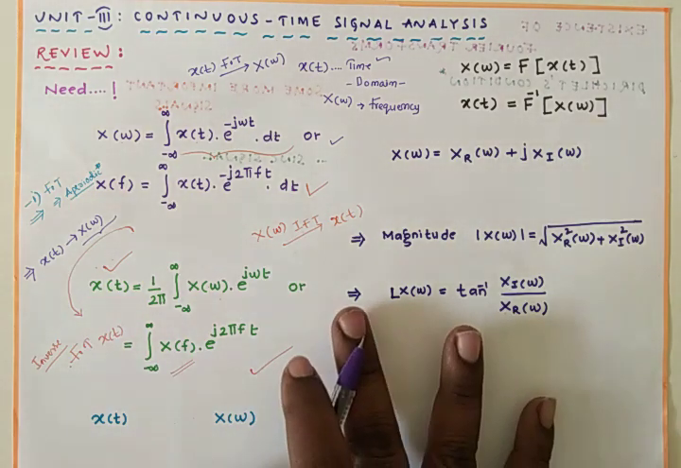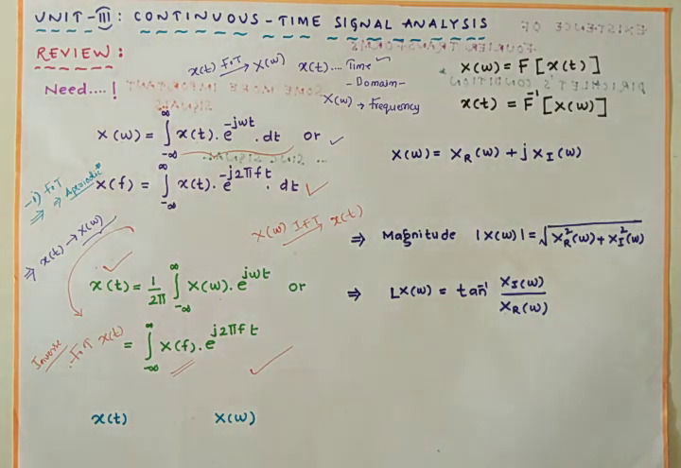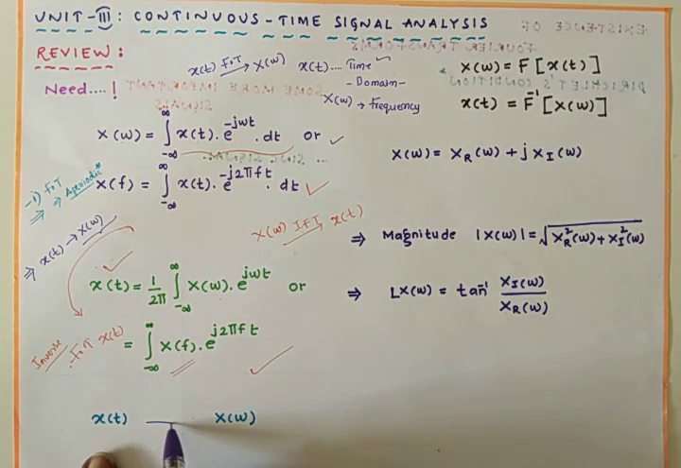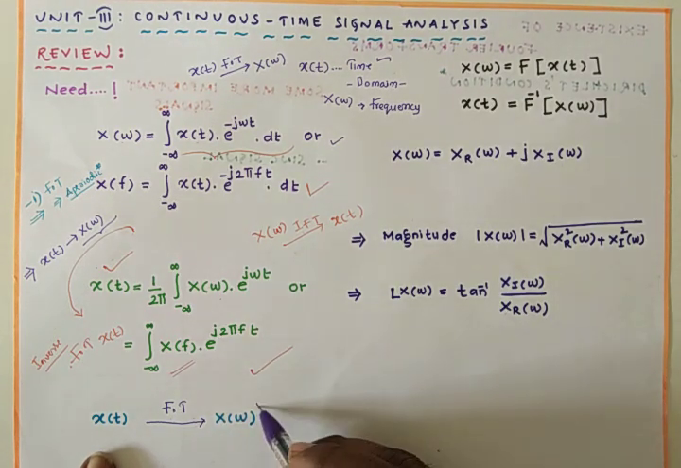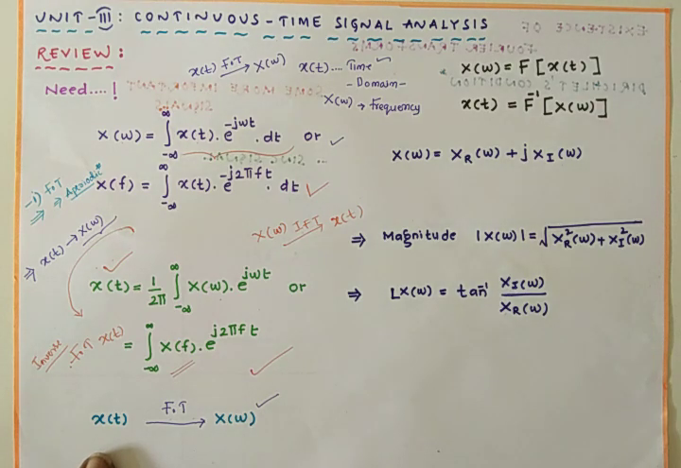Now I am going to one of the important statements. If I have x of t on which I am applying the Fourier transform, so that we can get the frequency domain signal.